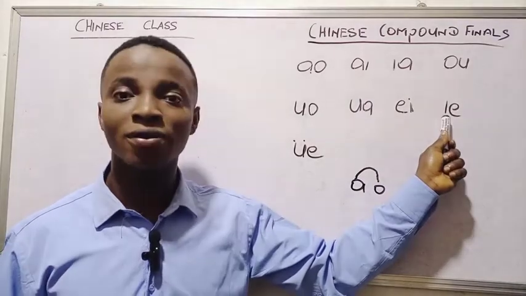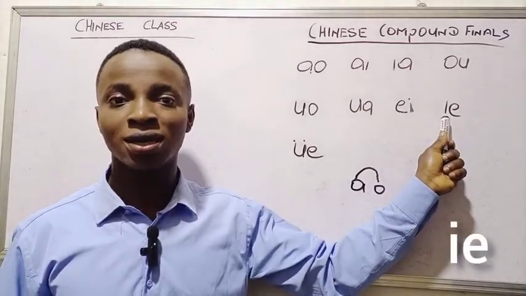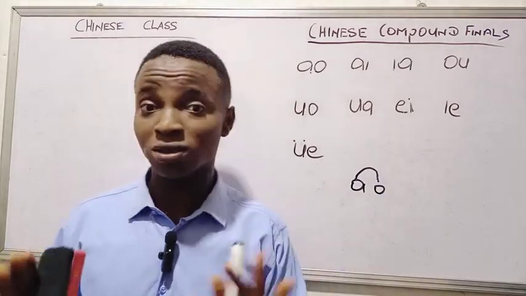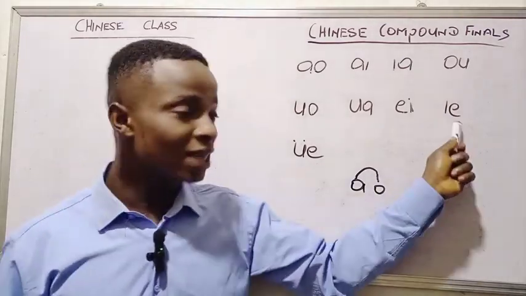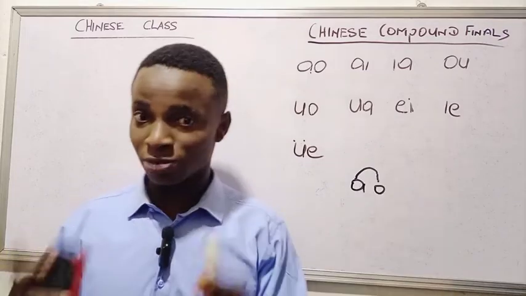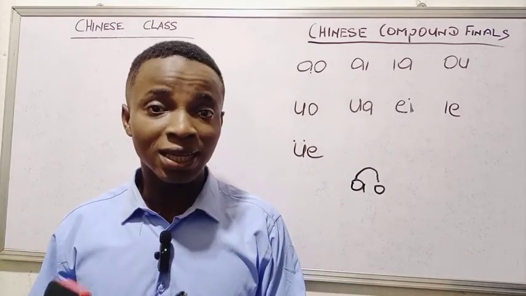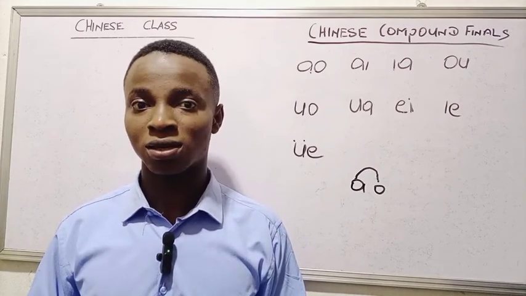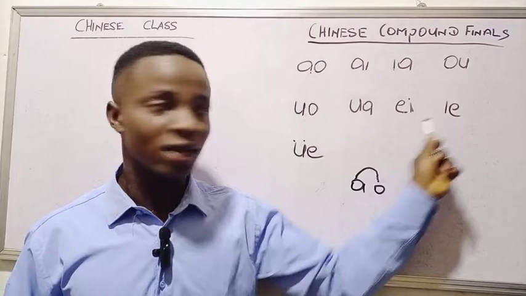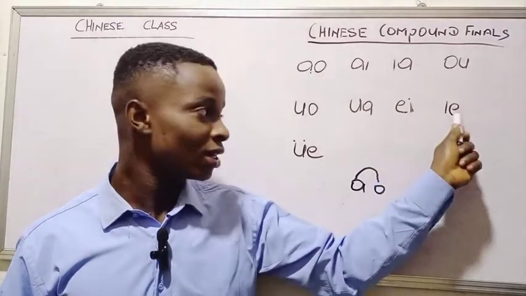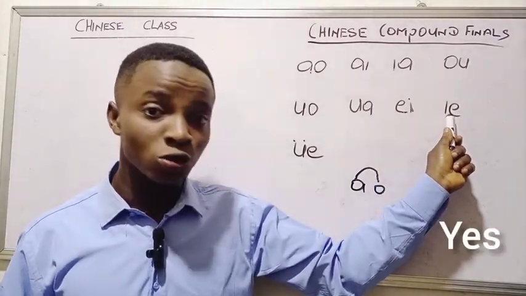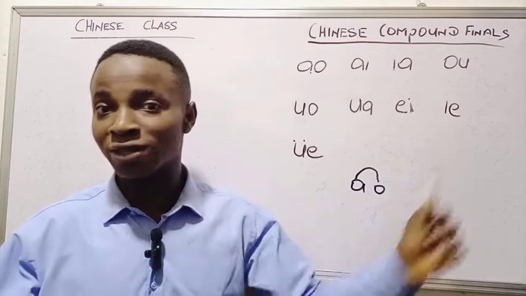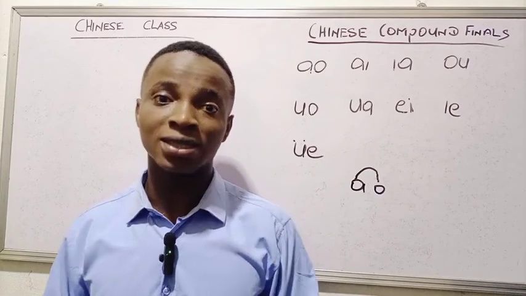Then the next part will have ie. Remember the i sound is pronounced first before the e sound. And you could remember that we said that whenever this sound goes with i, it changes. So use the English sound yes, and you remove the s sound to practice this word.